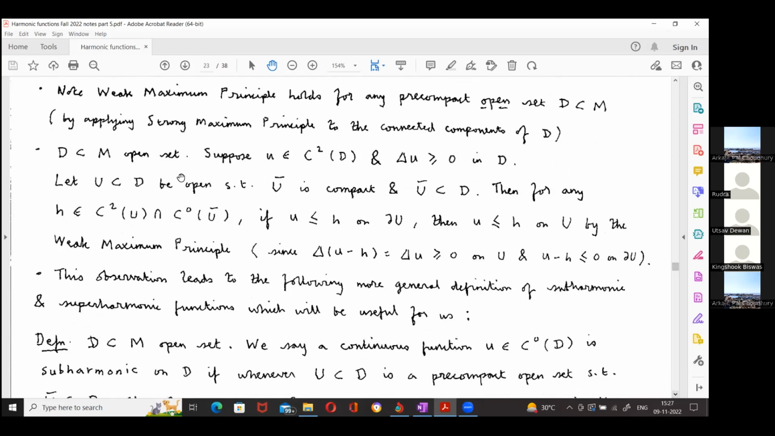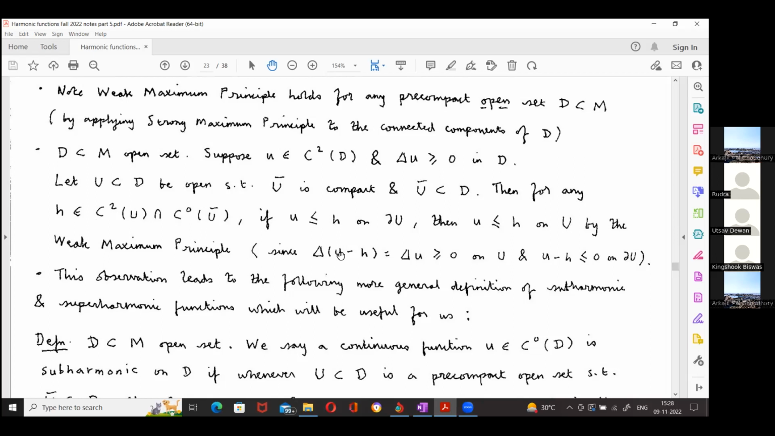So now suppose D is an open set in M, and suppose u is C2 and subharmonic. Let U be an open set in D such that U closure is compact and contained in D. Then if I take any function h which is harmonic in U, so it's C2 in U and continuous on the U closure, I forgot to write that, sorry. Then if the subharmonic function u is less than or equal to h on the boundary of U, then u is less than or equal to h on the open set U, right? By the weak maximum principle.